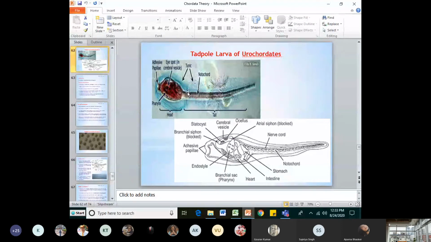So this is the natural, or you can say the way the larva is found in the natural habitat. This diagram shows that. This second diagram is the label diagram, which is providing more information about the structure of the tadpole larva of urochordates. And you can see the head has many structures.